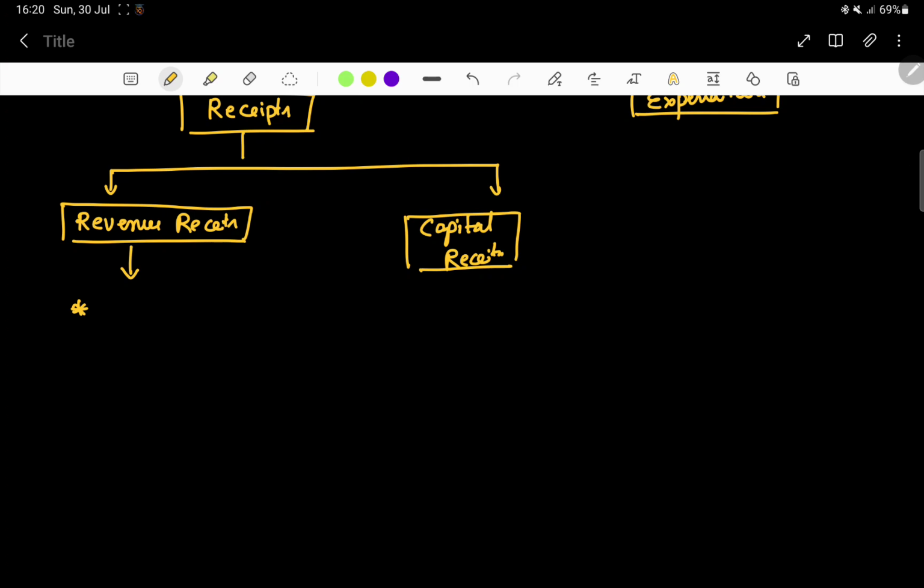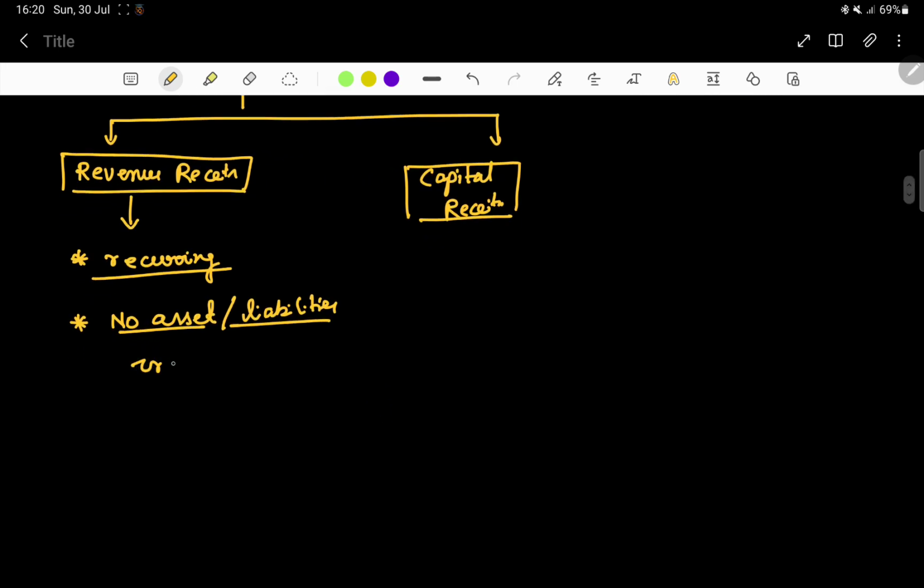So it is recurring. The feature of the revenue receipt is that it is recurring. And the second feature is that no asset or liabilities are created or reduced. So we have got the features.